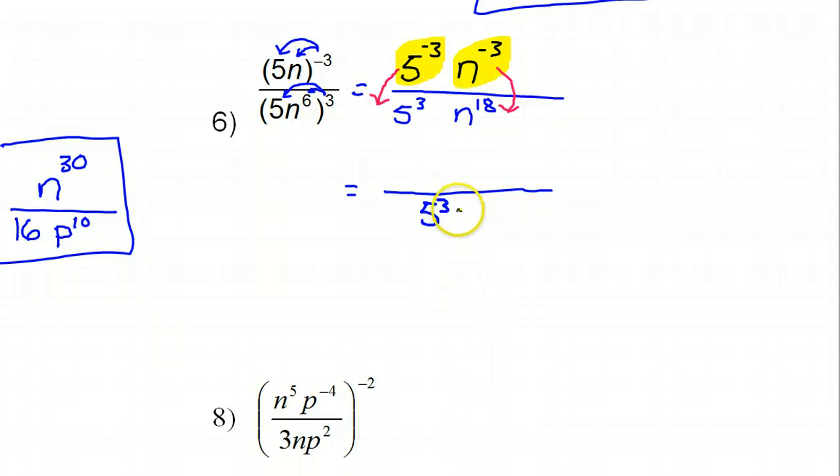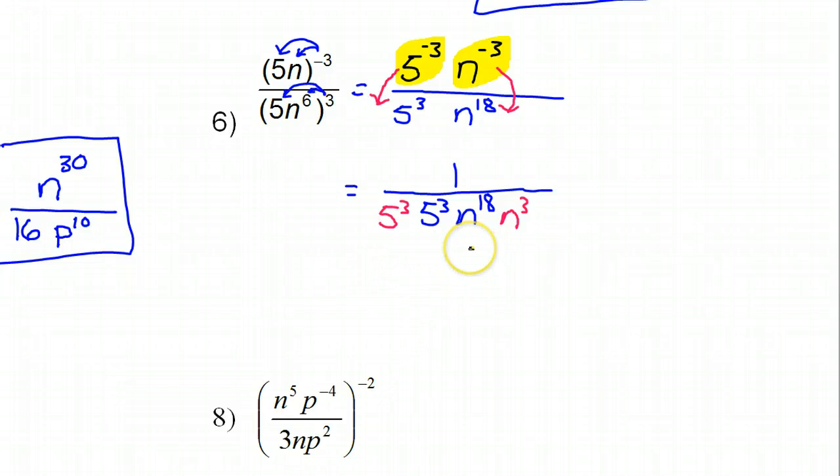That's going to stay where it is, and my n to the 18th power is going to stay where it is. But this 5 to the negative 3 power had to drop down, like I said. So it's going to drop down and become 5 to the positive 3 power. This n is going to drop down and become n to the positive 3 power. When you have nothing up here in the top, you will need that 1 to kind of hold that numerator.